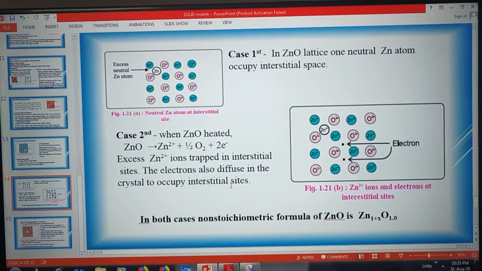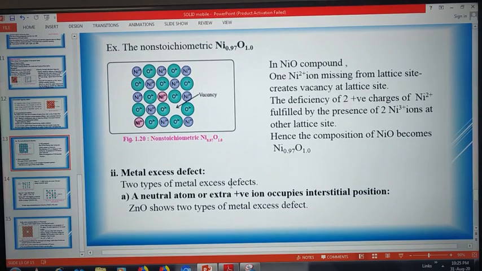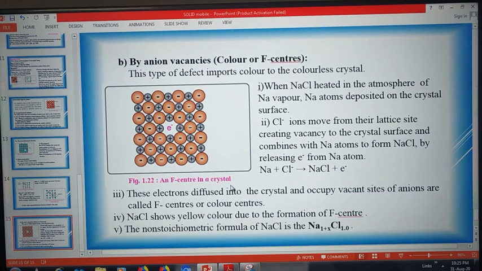Excess. And now here we can observe the second type of this one. In this case, that is a neutral atom, extra positive metal excess. Metal excess is classified into two: the neutral atom or extra positive ion occupying an interstitial position. Here we observe two cases. And now the second one, that is, by anion vacancies, color or F centers are created.